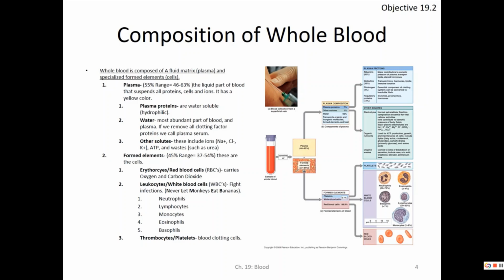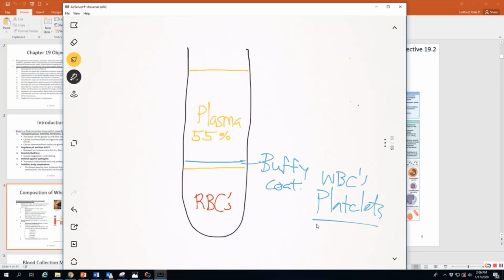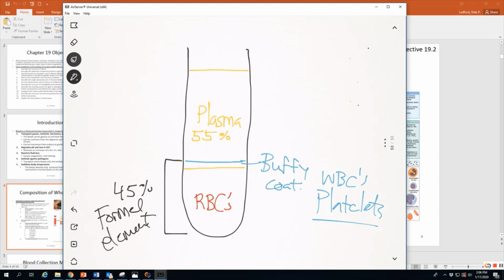Then what we're going to see is the formed elements. Now, the formed elements of the blood, this is going to be about 45%. So what you're going to see is this part down here, including the buffy coat and the RBCs here. That 45%, all of this collectively, is referred to as formed elements: red blood cells, white blood cells, and platelets, constituting 45% roughly.